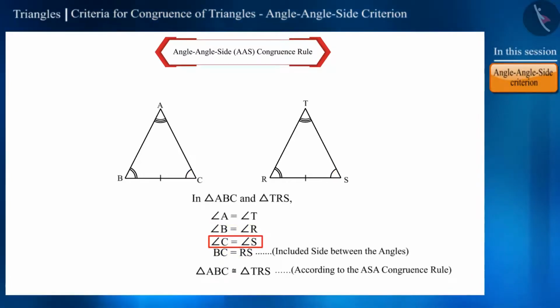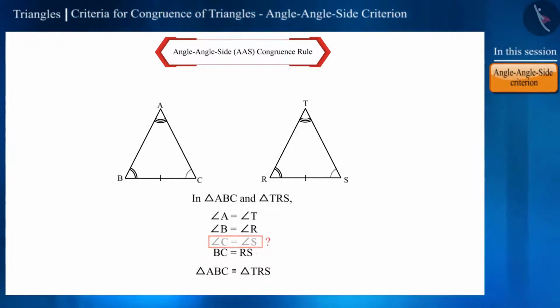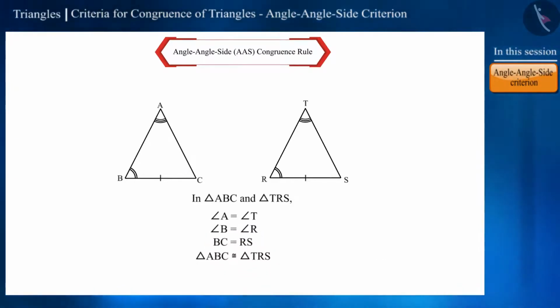If we are not given any information about this angle, then how can we check the congruence of these two triangles? We can clearly see here that angle A is equal to angle T, angle B is equal to angle R. And if we are given that side BC is equal to side RS or side CA is equal to side ST, then these two triangles can be said to be congruent by the AAS congruence criterion.